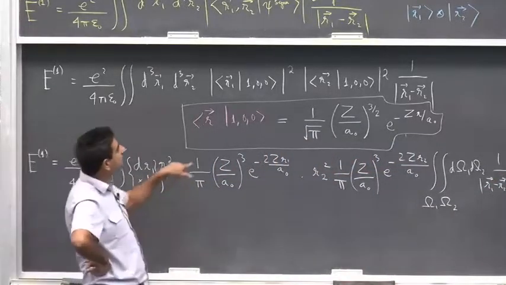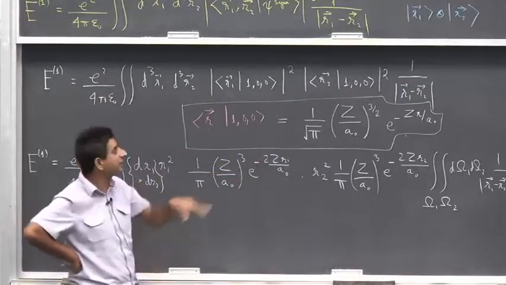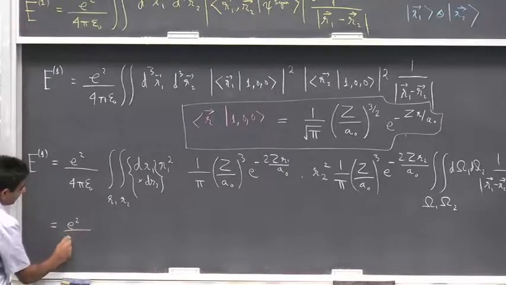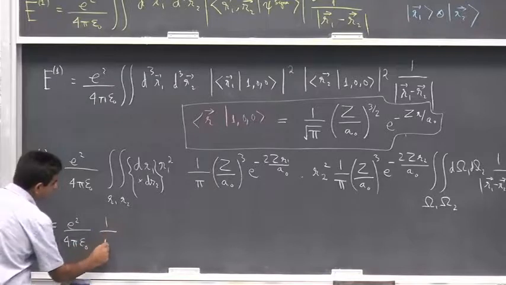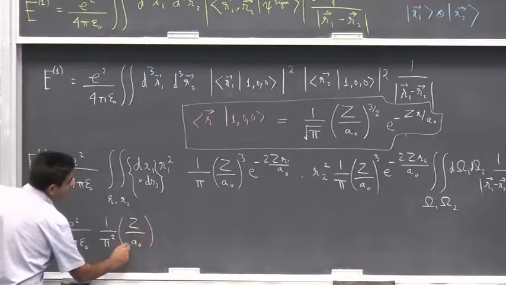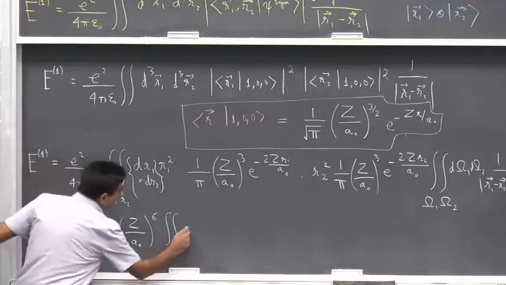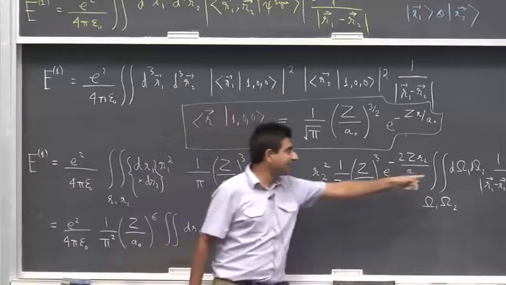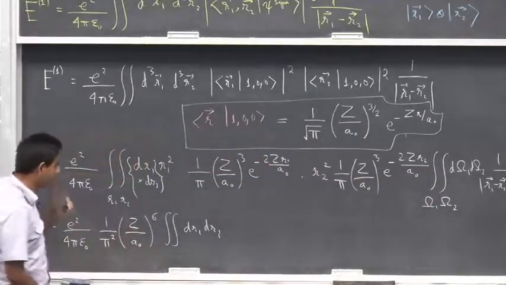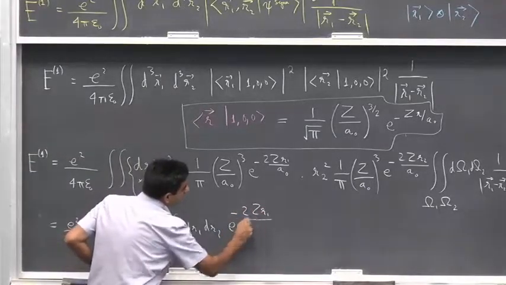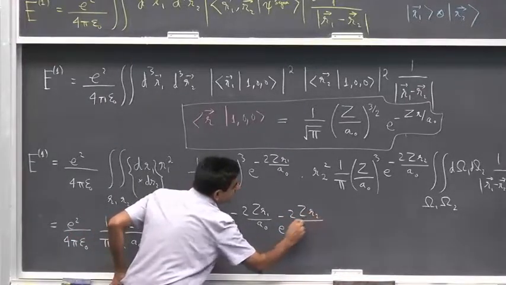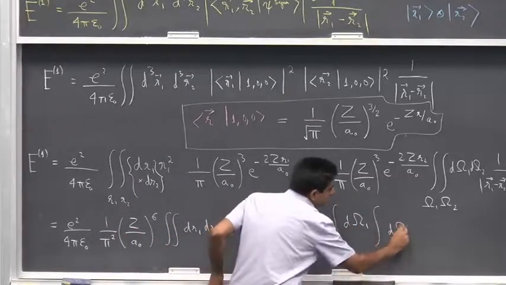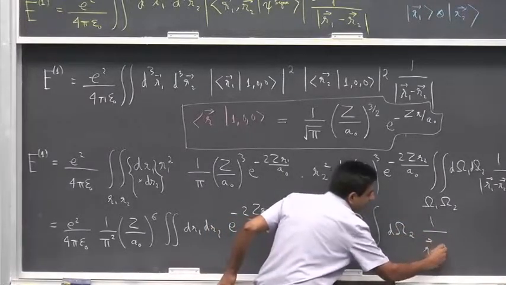Okay, I've just plugged in the values of the ground state wave function for the hydrogen atom into this expression. So everything is nice and simple here. e squared over 4 pi epsilon naught, 1 over pi squared, Z over a naught raised to the power 6. This is a constant. Then you have dr1, dr2. Remember, when you integrate over a sphere, you have this r squared term, and then you have a solid angle, and there's a sine theta term in here. Then you have e to the minus 2 Z r1 over a naught, e to the minus 2 Z r2 over a naught, d omega 1, d omega 2, 1 over r1 minus r2.